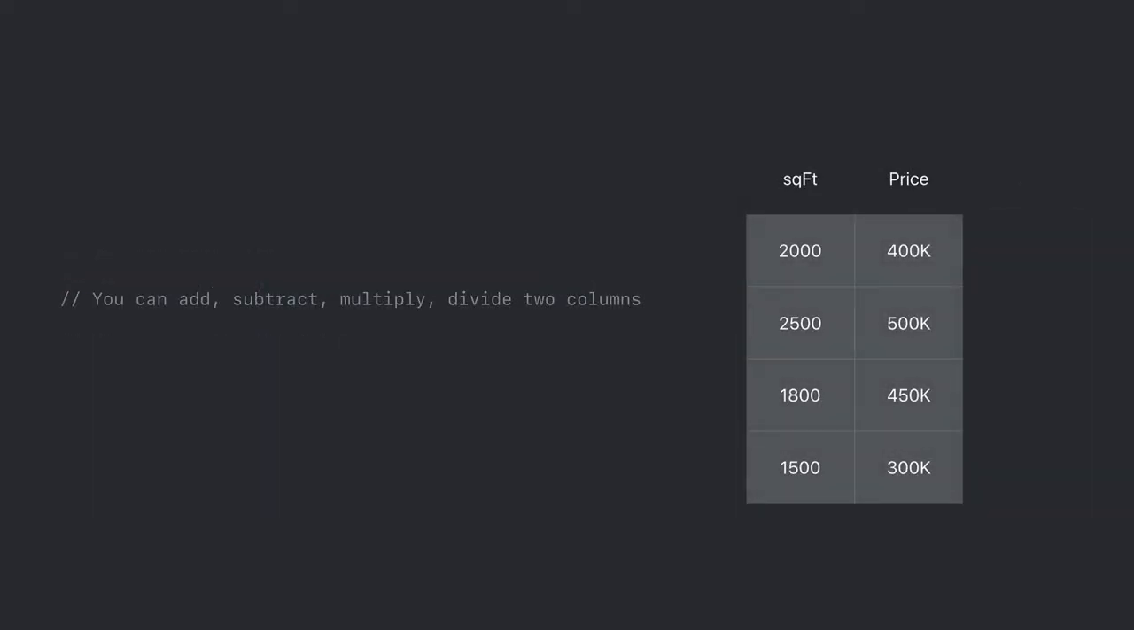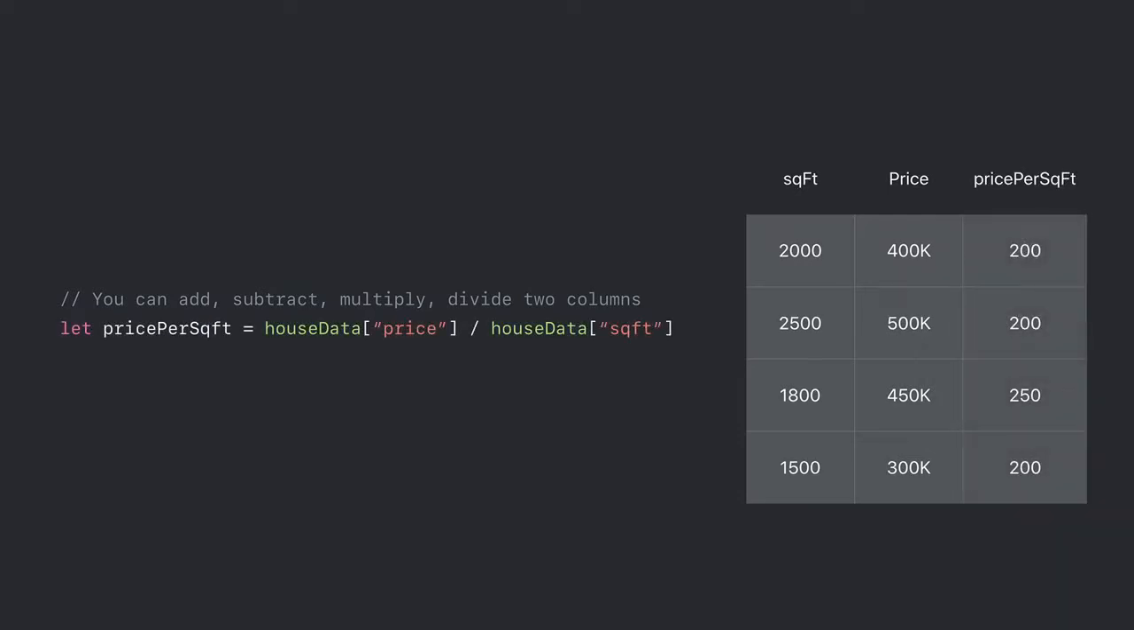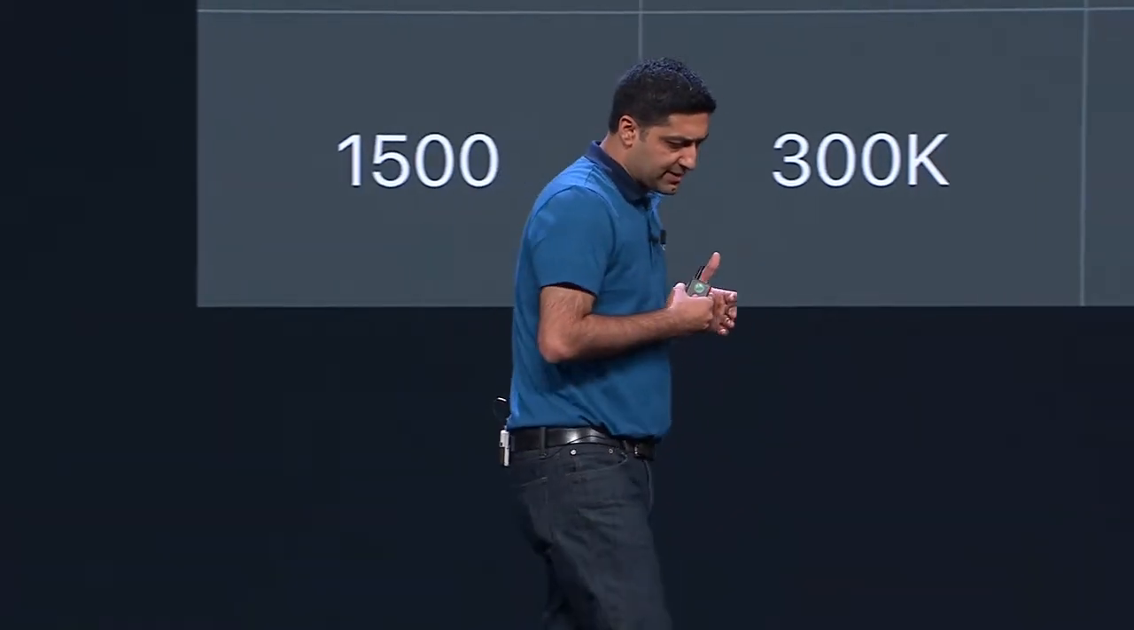You can add two columns, subtract two columns, multiply two columns, divide two columns. And the way you do it is in very natural looking syntax. So you just simply say house data price divided by house data square feet to get price per square feet. Behind the scenes, this calculation is done using lazy evaluation and through vector operations.